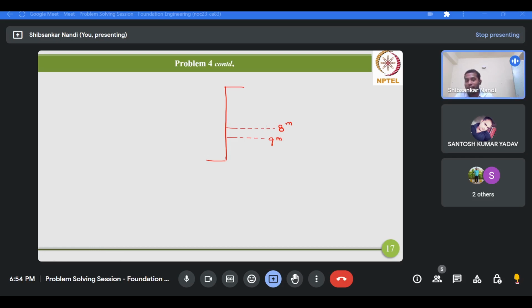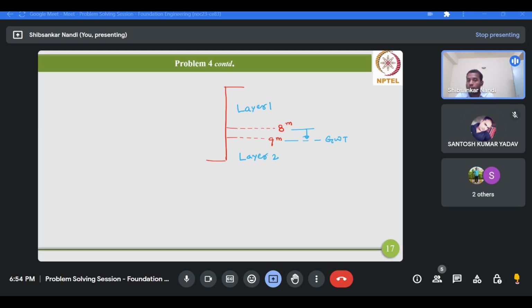Same question I have addressed in problem 1. This is layer 1, this is layer 2, and layer 2 starts from 8 meter, not from 9 meter, because 9 meter is your groundwater table location. Is it clear?